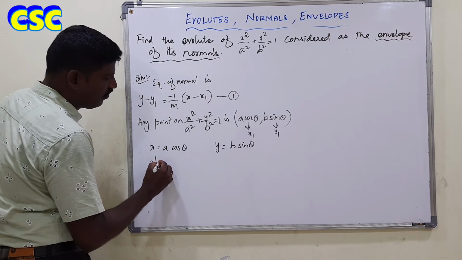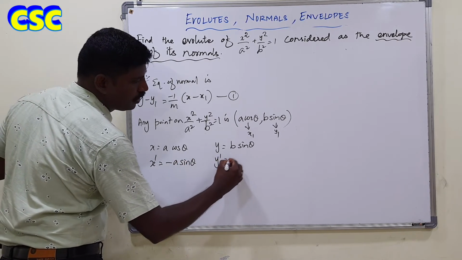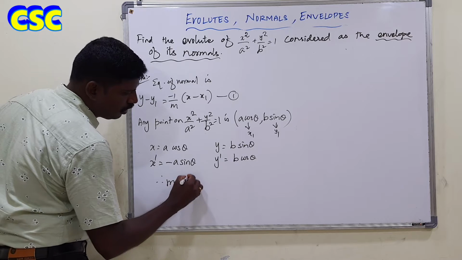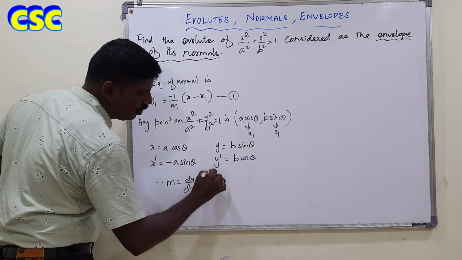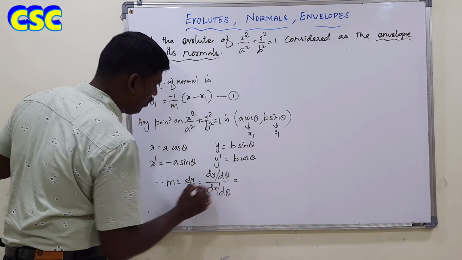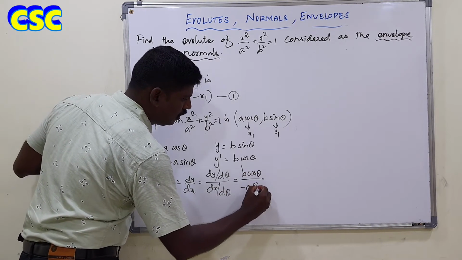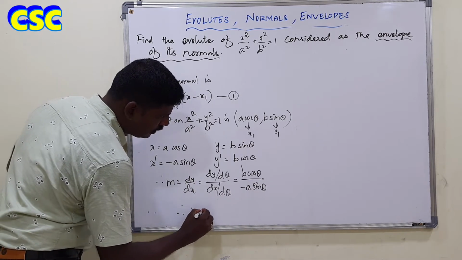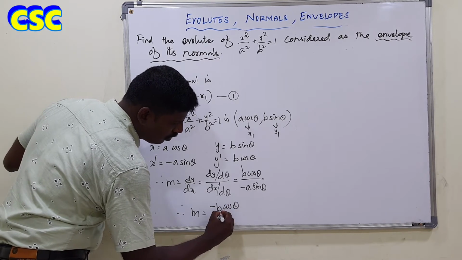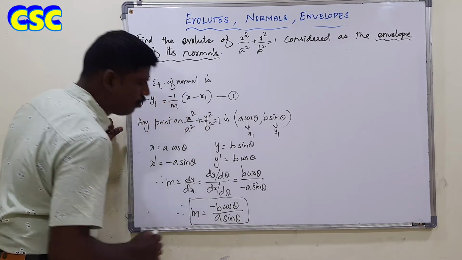Right? So what is dx by d theta? Minus a sin theta, cos theta becomes minus sin theta. Sin theta becomes cos theta, so dy by d theta is b cos theta. Therefore what is m? M is nothing but dy by dx, that is equal to dy by d theta by dx by d theta. What is dy by d theta? B cos theta by minus a sin theta. Therefore, m is minus b by a, b cos theta by a sin theta. You can write it as minus b by a cot theta. No problem about it. Okay.